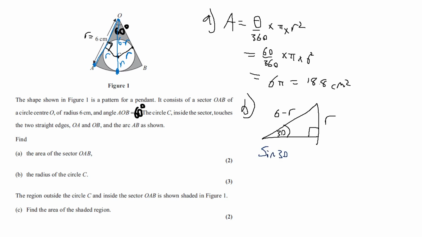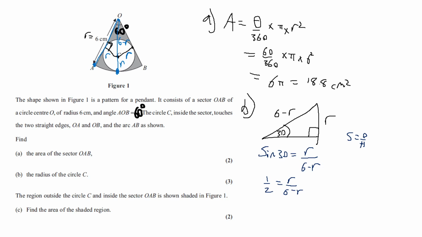Sine 30 is equal to opposite over hypotenuse. Yeah? And what did we say sine 30 was, if you remember correctly? Sine 30 is equal to a half. So now a half is equal to r over 6 minus r.